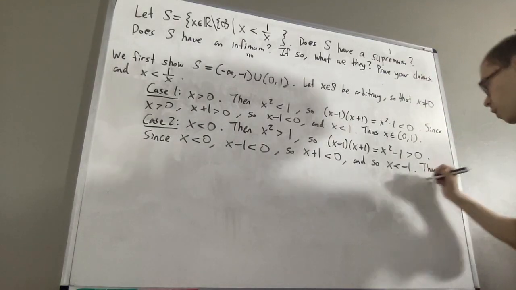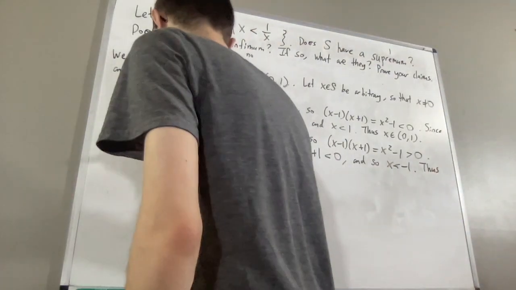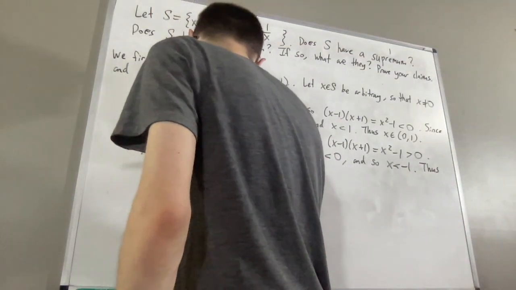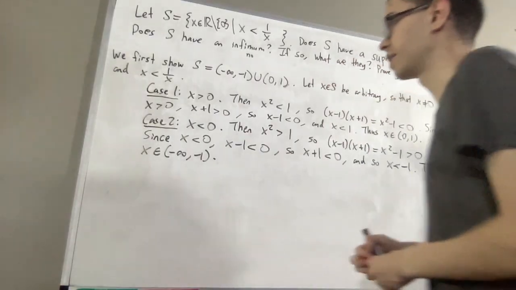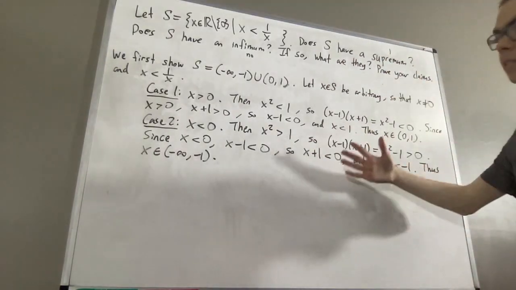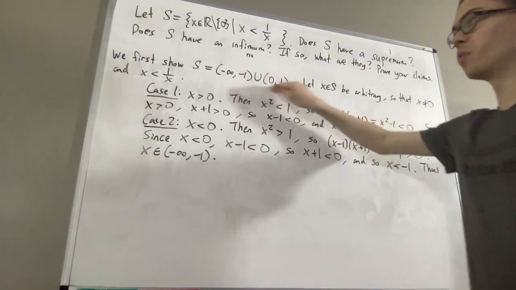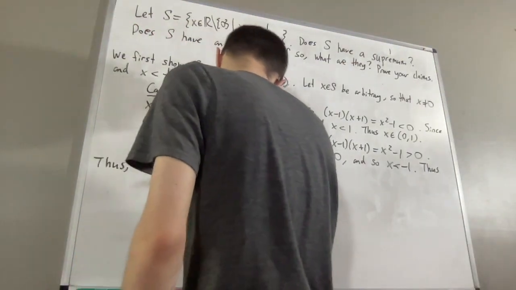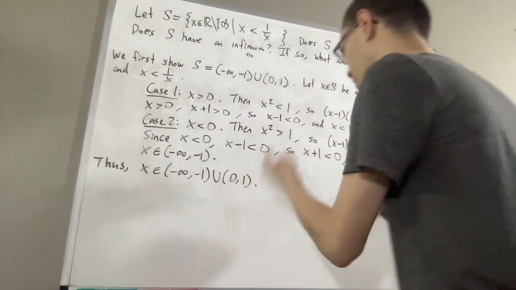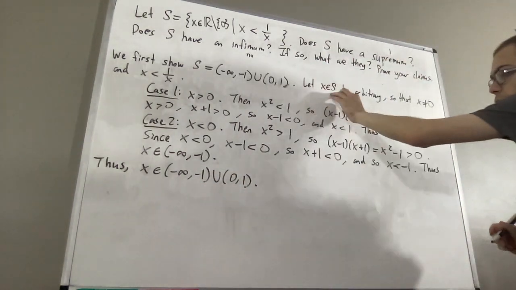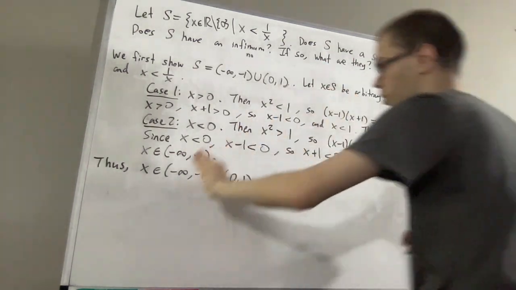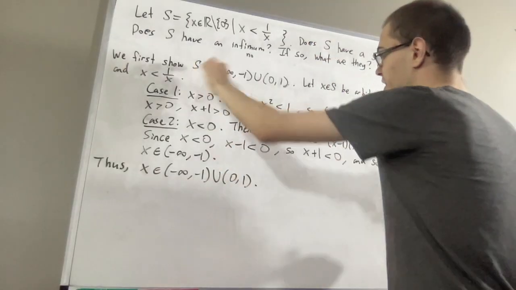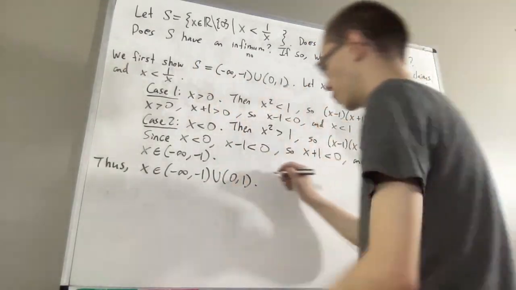Thus, X lies in the interval negative infinity to negative 1. And so that's it. In either case, we see x must belong to the union of these two intervals. So putting this all together, we see if x is an arbitrary element of S, then x must belong to the union of these intervals, and therefore S is a subset of the union of these two intervals.